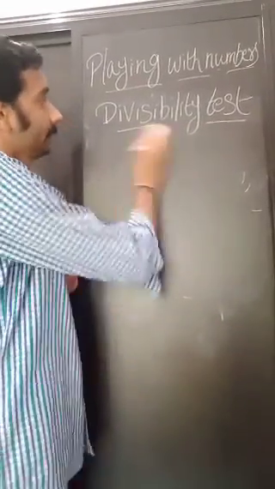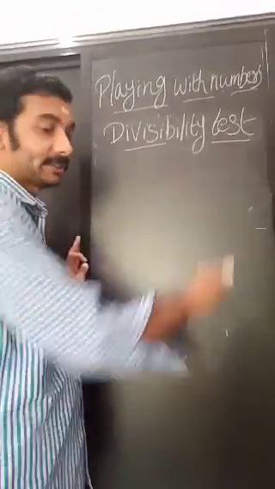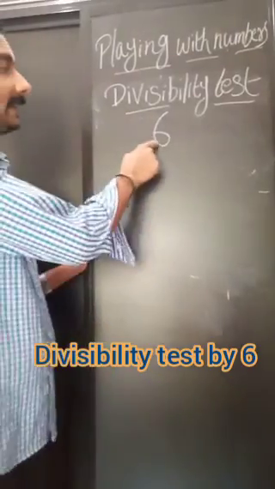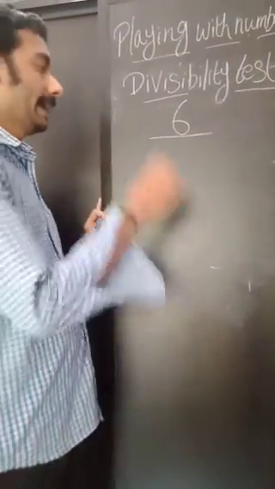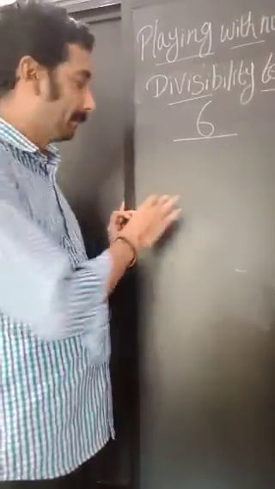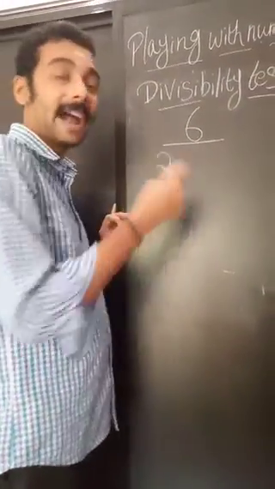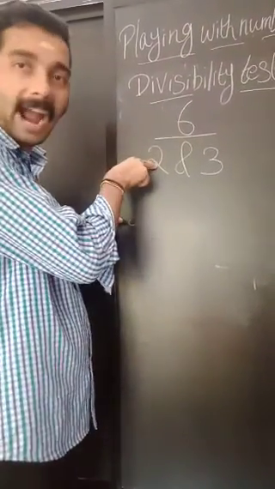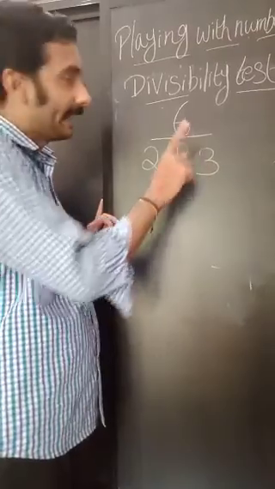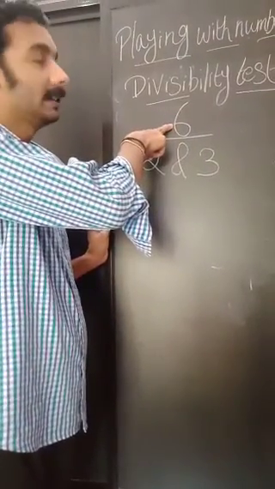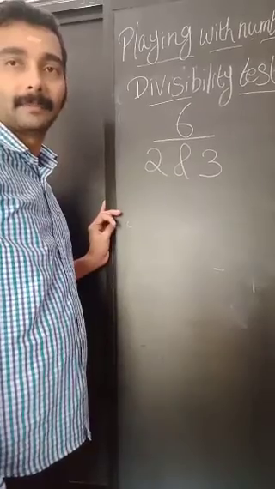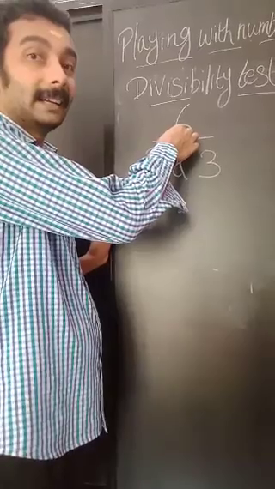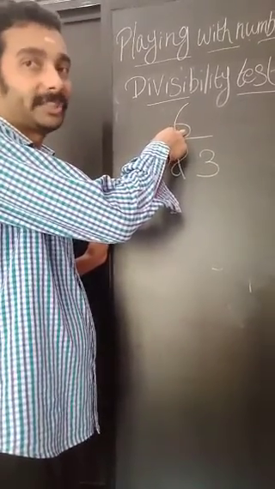Another one is divisibility test by 6. Divisibility by 6 means any number that is divisible by both 2 and 3 is also divisible by 6. Okay, it is your work, you check if it is divisible by 6.